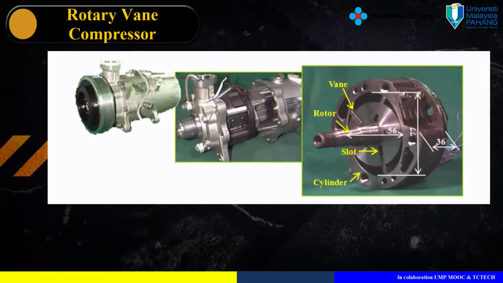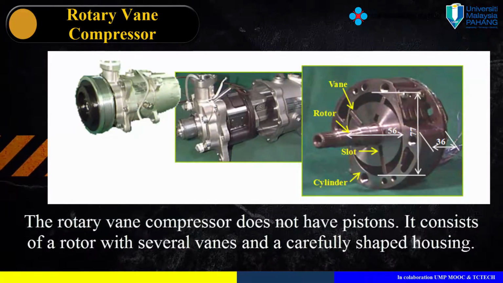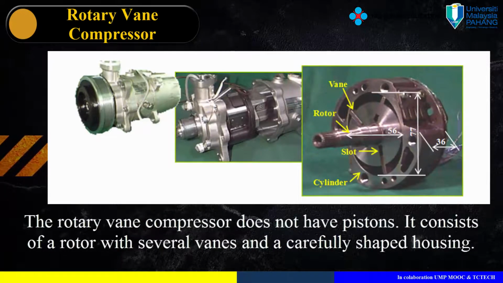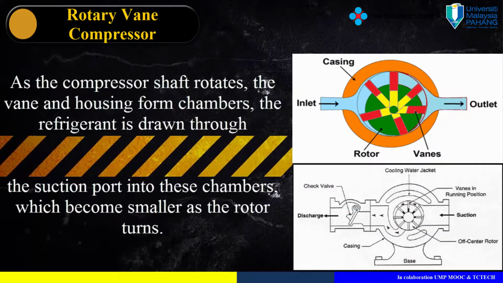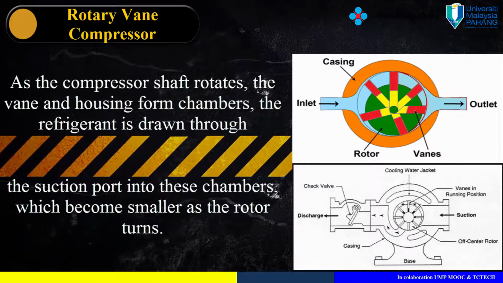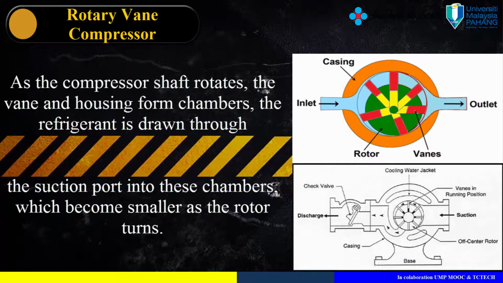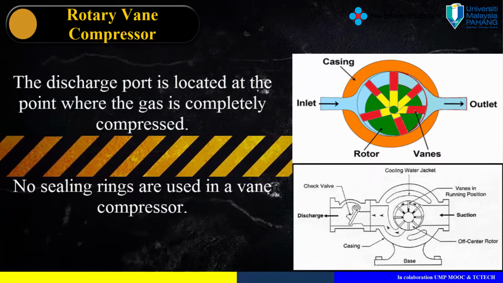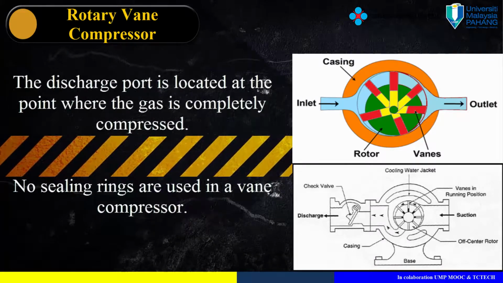Rotary vane compressor. The rotary vane compressor does not have pistons. It consists of a rotor with several vanes, and a carefully shaped housing. As the compressor shaft rotates, the vanes and housing form chambers. The refrigerant is drawn through the suction port into these chambers, which become smaller as the rotor turns. The discharge port is located at the point where the gas is completely compressed.